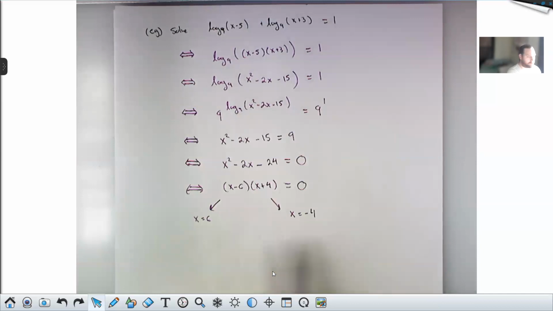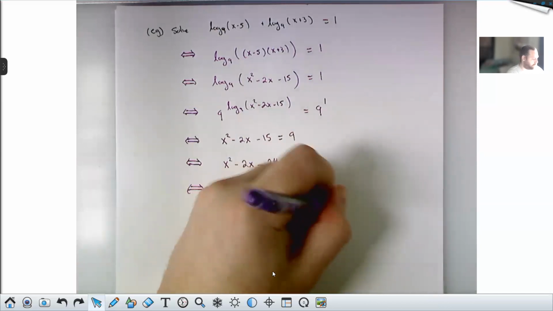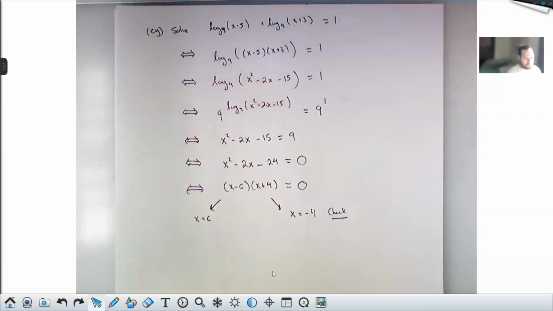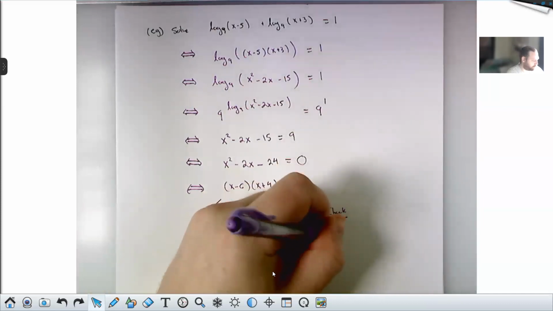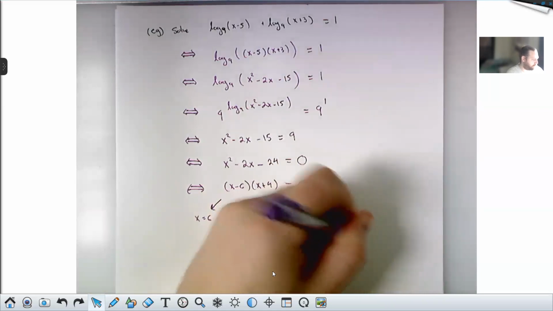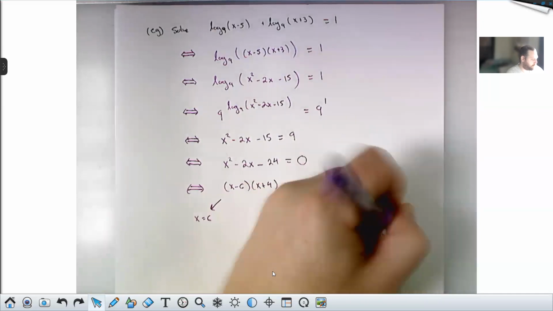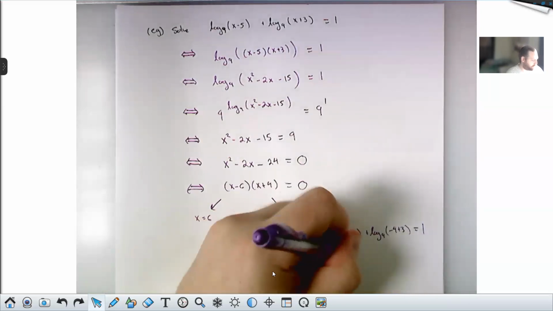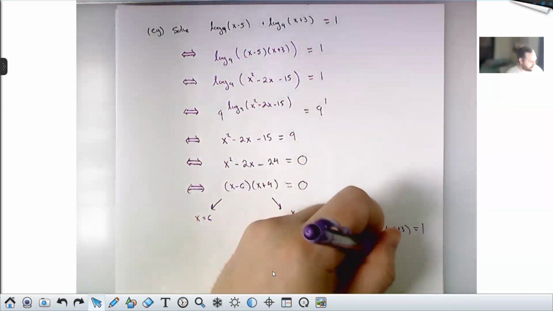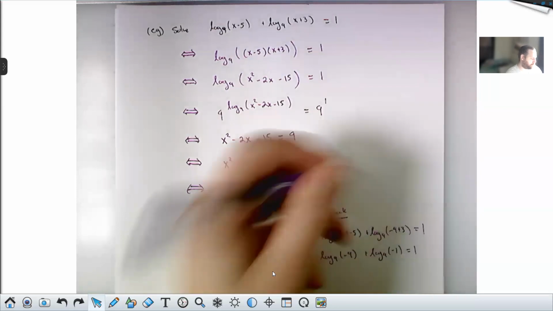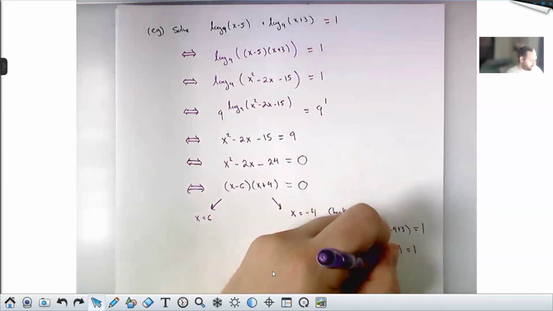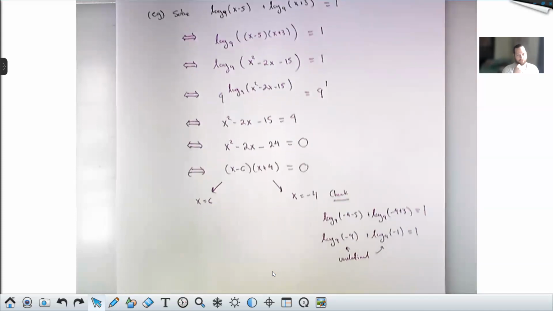And again, one of these is going to cause trouble. Again, it is the negative one that's going to cause trouble, but that's not necessarily the case, right? The thing to be mindful of is not that x can't be negative. It's that the inside of the logarithms can't be negative. But here, if I plug in -4, I get the base 9 log of -4 minus 5 plus the base 9 log of -4 plus 3 equals 1, which is the base 9 log of -9 plus the base 9 log of -1 equals 1. And both of these are undefined. Cannot take any logarithm of any negative number.